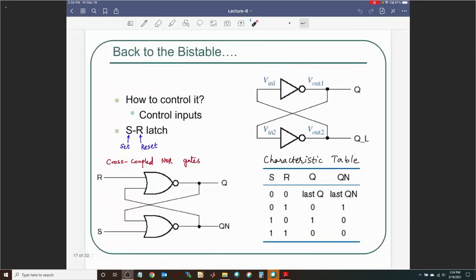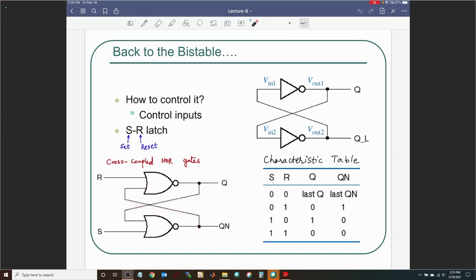We have been talking about the bistable element, the cross-coupled NOT gate configuration over here. And then we said we cannot really control the input. So let's put two inputs, R and S, standing for set and reset. And let us have two cross-coupled NOR gates in this particular configuration where you are connecting the output of one to the input of the other, and then vice versa for the bottom gate as well.